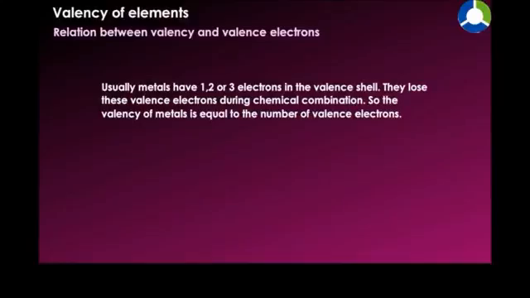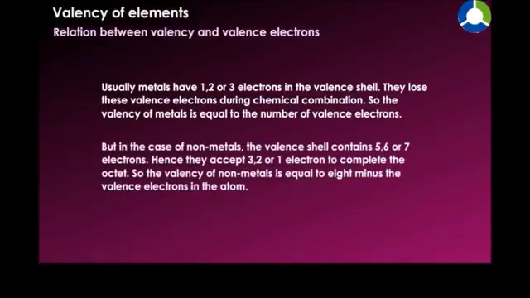Usually, metals have 1, 2 or 3 electrons in the valence shell. They lose these valence electrons during chemical combination. So, the valency of metals is equal to the number of valence electrons.